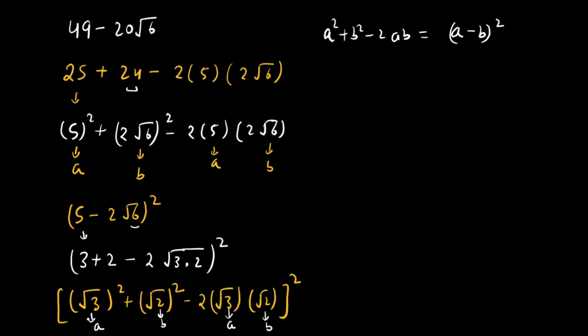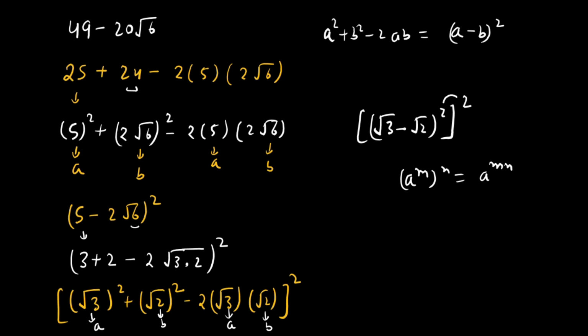So here the value of A is square root of 3 minus the value of B, which is square root of 2, bracket power 2, and the whole power is also 2. Here we will apply the base and exponent rule, that is A power M bracket power N is equal to A power M times N. If we apply this rule here, then this 2 is multiplied by this 2, so the power is 4. So here we can say square root of 3 minus square root of 2 bracket power 4.